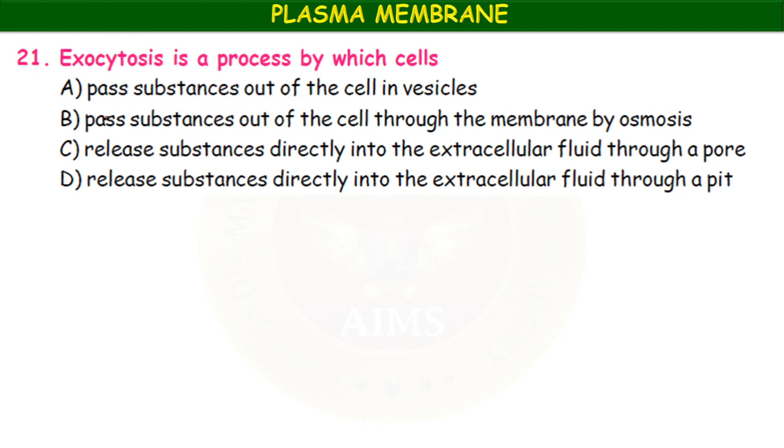Exocytosis is a process by which cells pass substances out of the cell in vesicles, pass substances out of the cell through the membrane by osmosis, release substances directly into the extracellular fluid through a pore, or release the substances directly into the extracellular fluid through a pit. Which is correct?